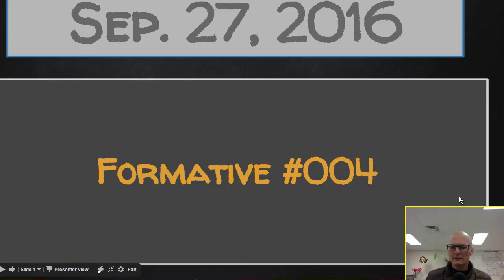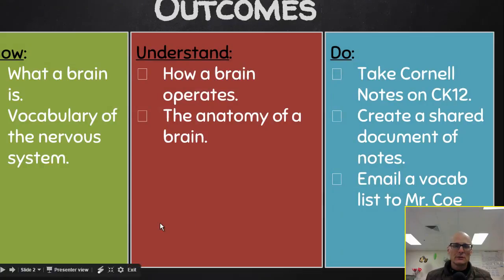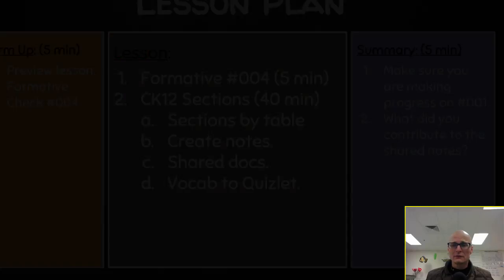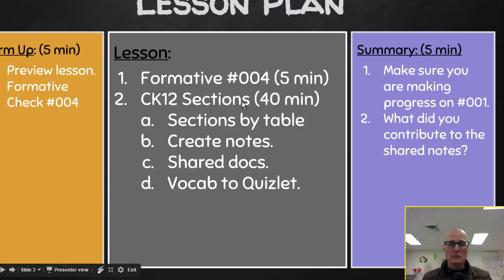Tuesday, September 27th, I have a new formative assessment for you. Make sure you take it. Hit Classroom or your email. You'll see it in either place. Continuing along the brain with the same outcomes. The do part, we will continue to take Cornell notes on CK12 text sections that you were assigned on Monday. Make sure that we have a shared document when you start to finish those. And then give you a chance to share out vocab list you think I should add to the Quizlet set from your reading. So there's the plan.